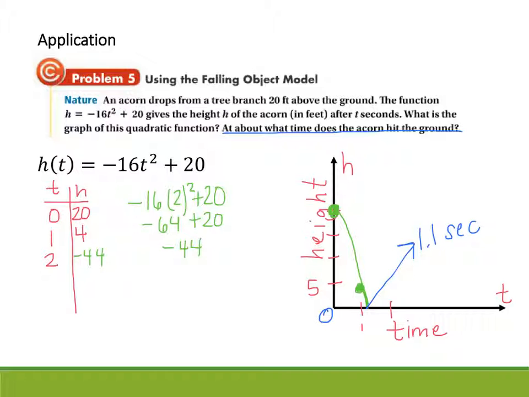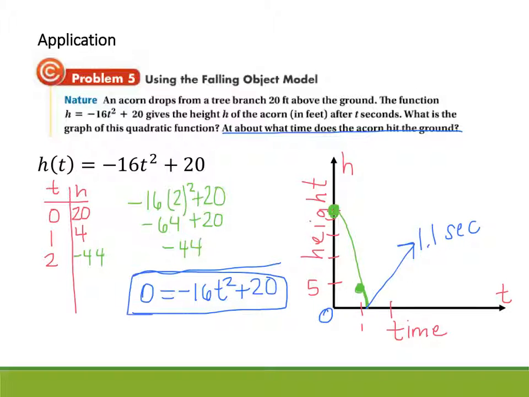So to solve for the actual number of seconds that it's going to take the acorn to hit the ground, I'm going to replace h in my function with 0, and I'm going to solve. Now, this particular function here is what we're going to be learning to solve in this chapter. Okay, so let's solve this.